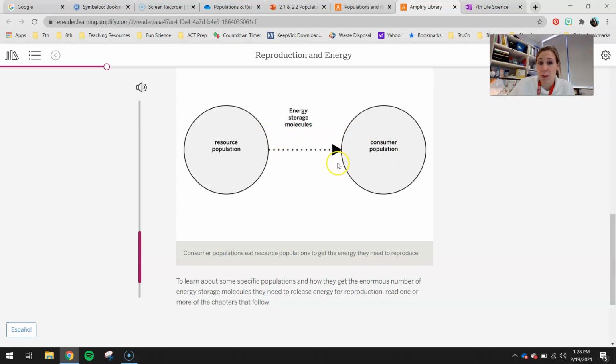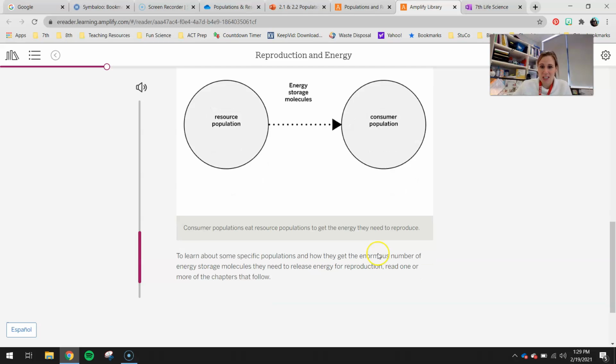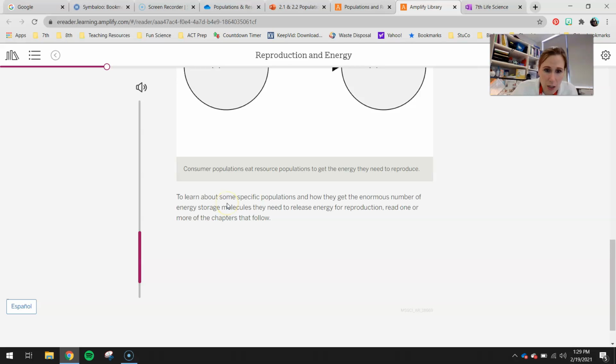So the arrow shows us where the energy is going. Consumer populations eat resource populations to get the energy they need to reproduce. Finally, to learn about some specific populations and how they get the enormous number of energy storage molecules they need to release energy for reproduction, read one or more of the chapters that follow.